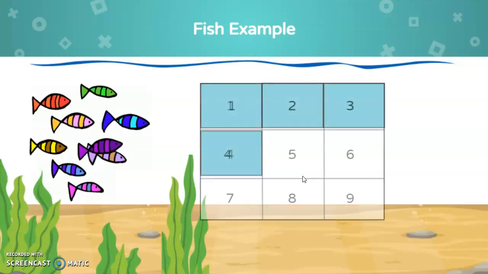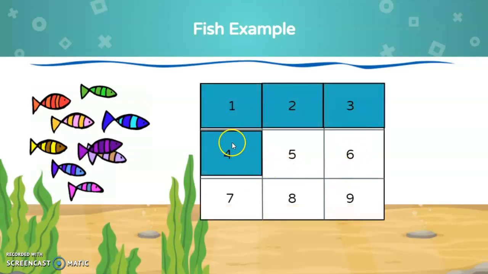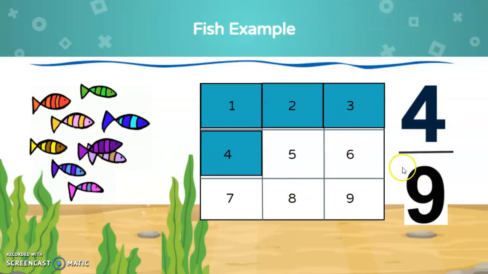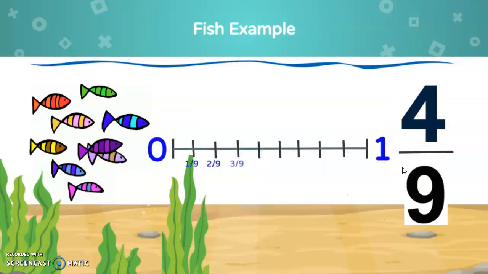We showed that there were 4 out of 9 fish total colored pink and purple. So that's 4 out of 9. Now let's represent these 9 fish on a number line. So we want to show that there are 9 total fish here. So 1, 2, 3, 4, 5, 6, 7, 8, 9. And we want to see that there are 4 of those 9 fish that are either pink or purple.